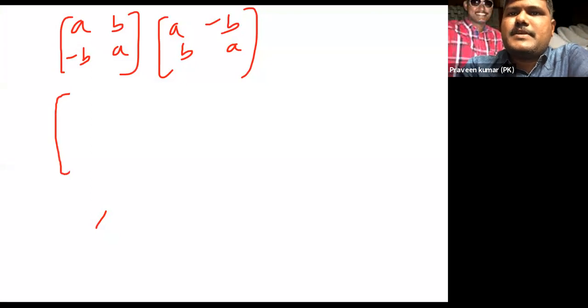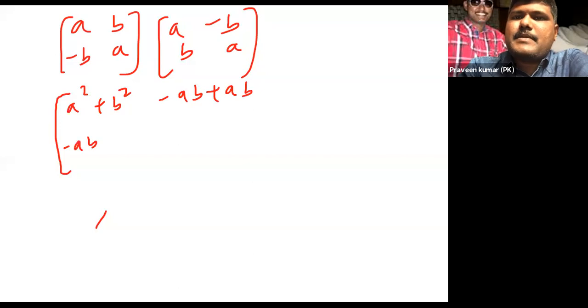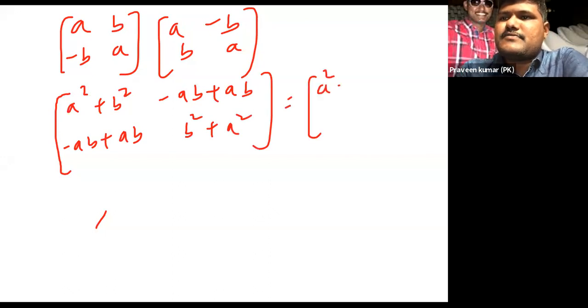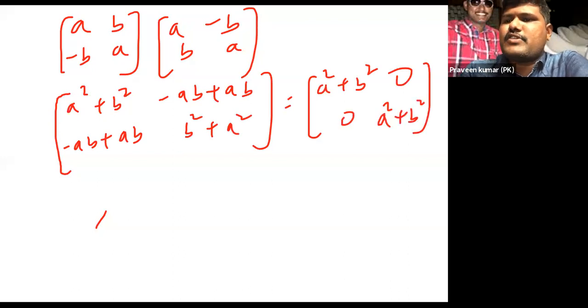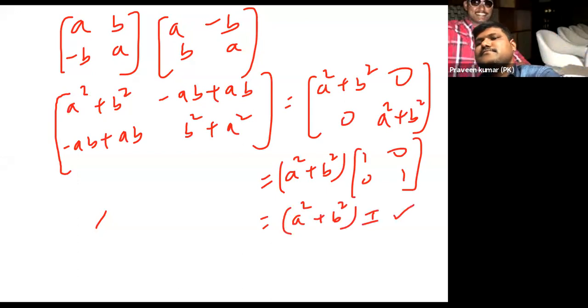First row into first column multiply. A into A square plus B square, minus AB plus AB, minus AB plus AB, B square plus A square. It becomes A square plus B square, 0, 0, A square plus B square. You can do it like this also. You can write A square plus B square into, if you take common, 1, 0, 0, 1. You can write A square plus B square into I also. I means what? 1, 0, 0, 1 means I, na? Identity matrix. Like that.